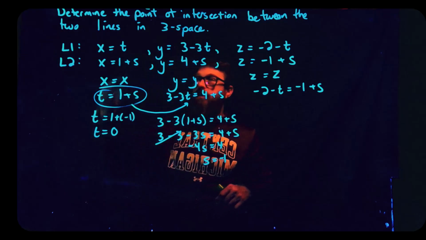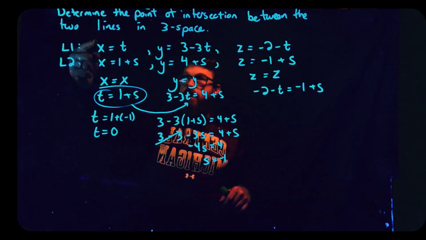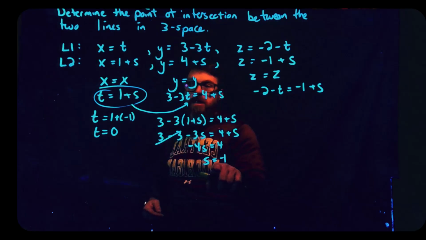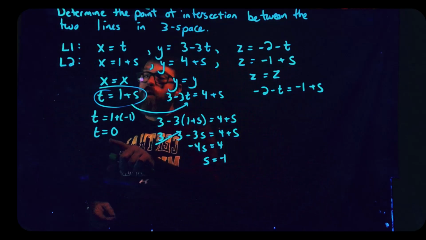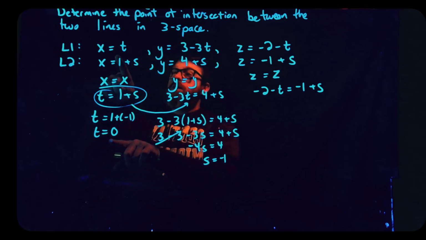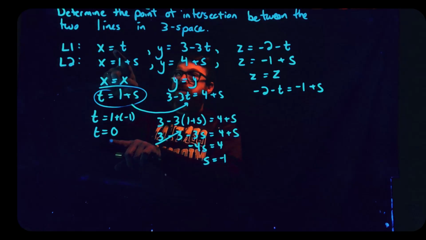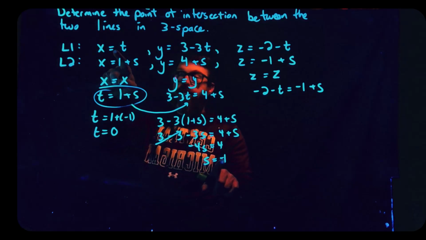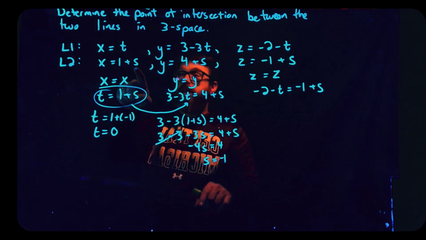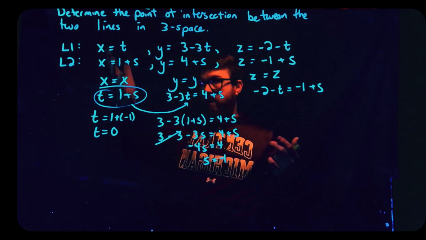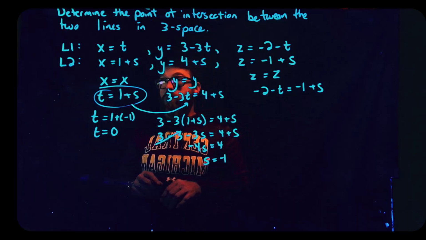Now, what that means is when t is equal to 0, it's going to give us a point, and when s is equal to negative 1, it's going to give us a point on the other line. So let's see what point we get for the x's. Sorry, for the first line. When t is equal to 0, x is equal to 0. Let's see what happens when I plug negative 1 into this spot over here. Well, 1 plus negative 1 is equal to 0. So I can see that 0 is equal to 0. That means they share the same x coordinate of 0.